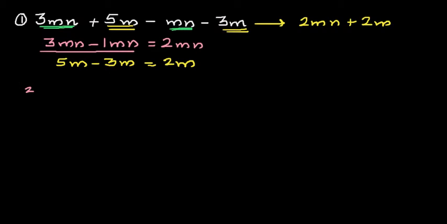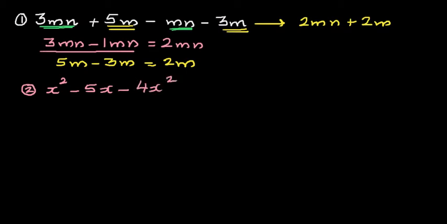Let me use a white color if I can change it. No, it's not changing. Okay, hopefully it has changed. Okay, what will happen if you have x squared minus 5x minus 2x squared or 4x squared, let's say 4x squared.